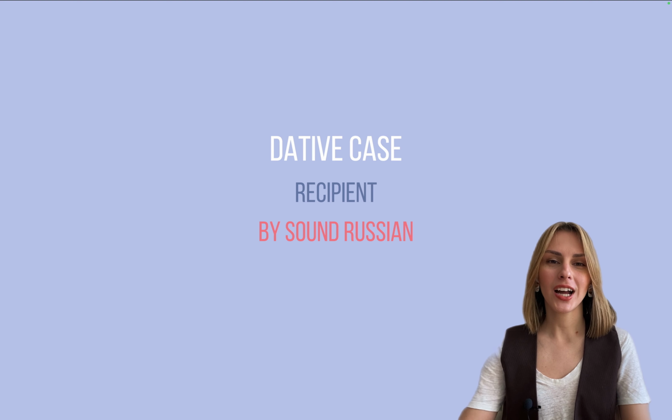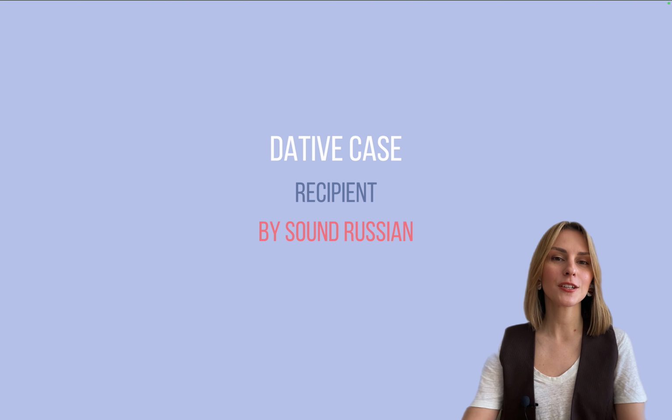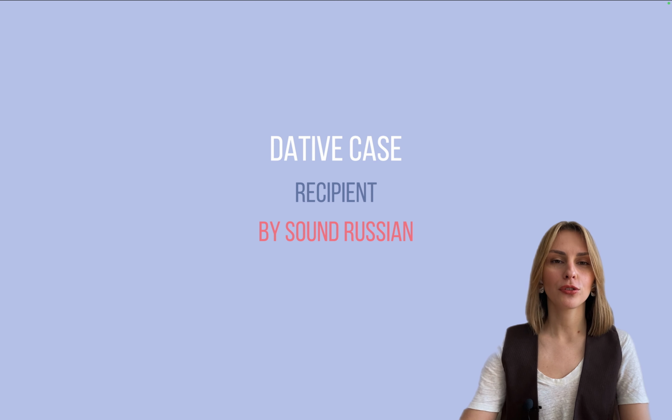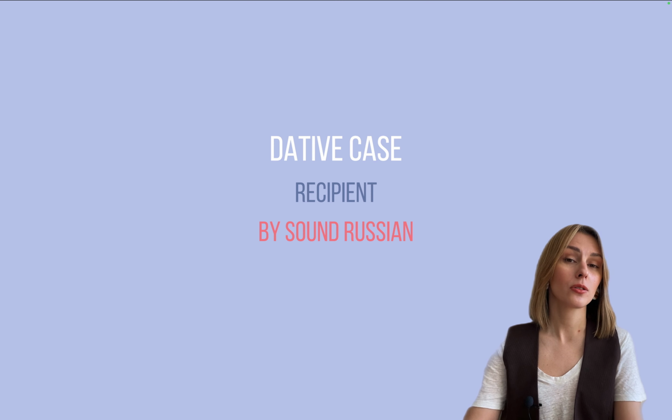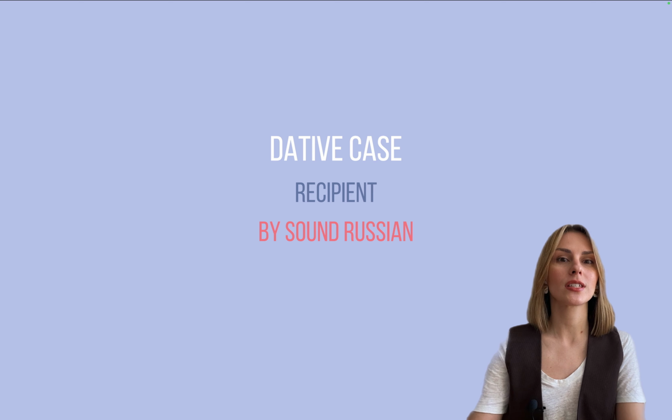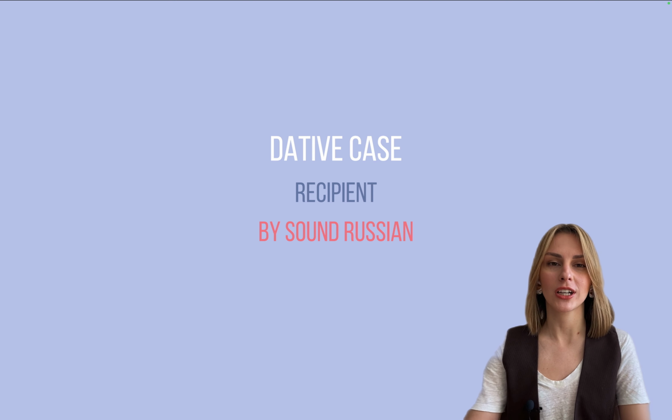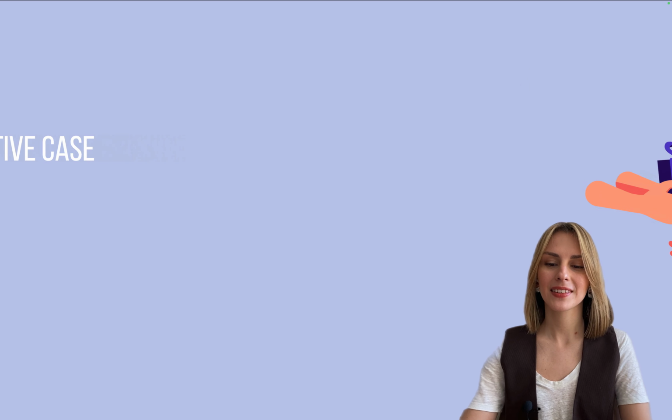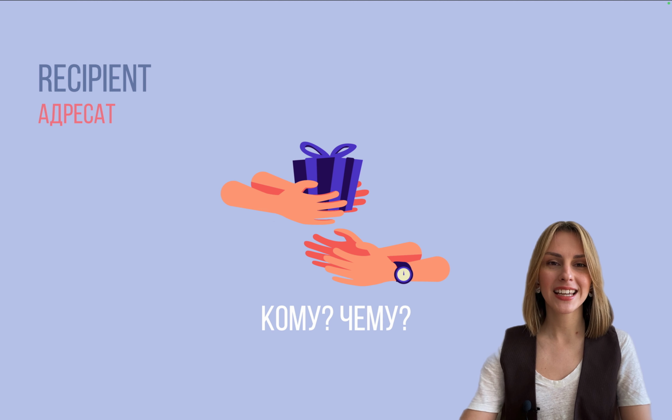In this video, I will tell you how to use dative case in the meaning of recipient. So when there is an action and there is a recipient of this action, the recipient, the object, will be used in dative case. The questions of the dative case are кому, чему, кому, чему.